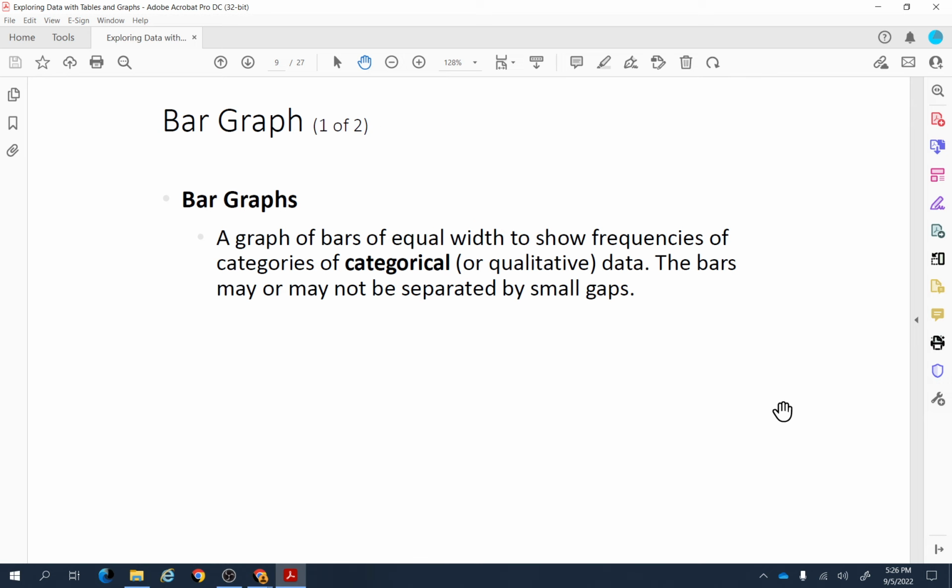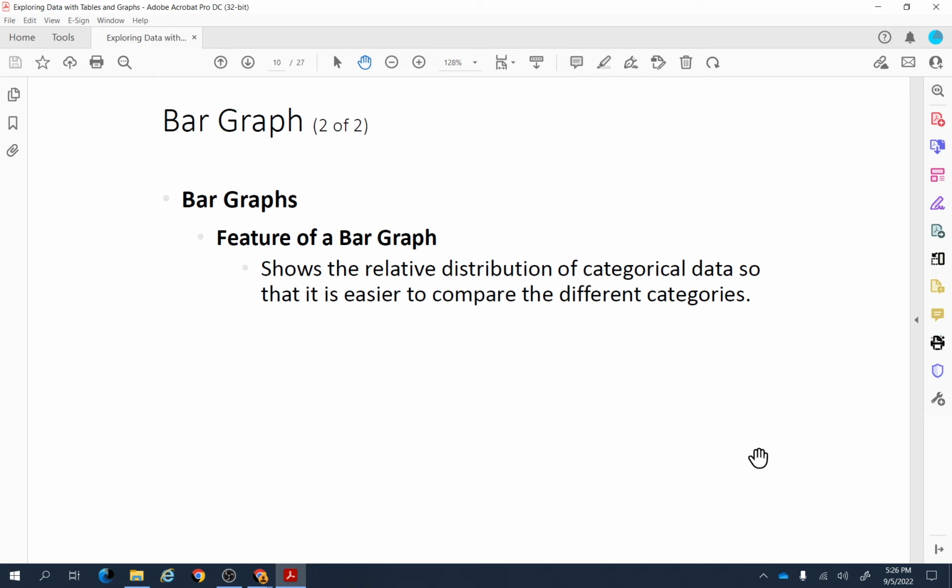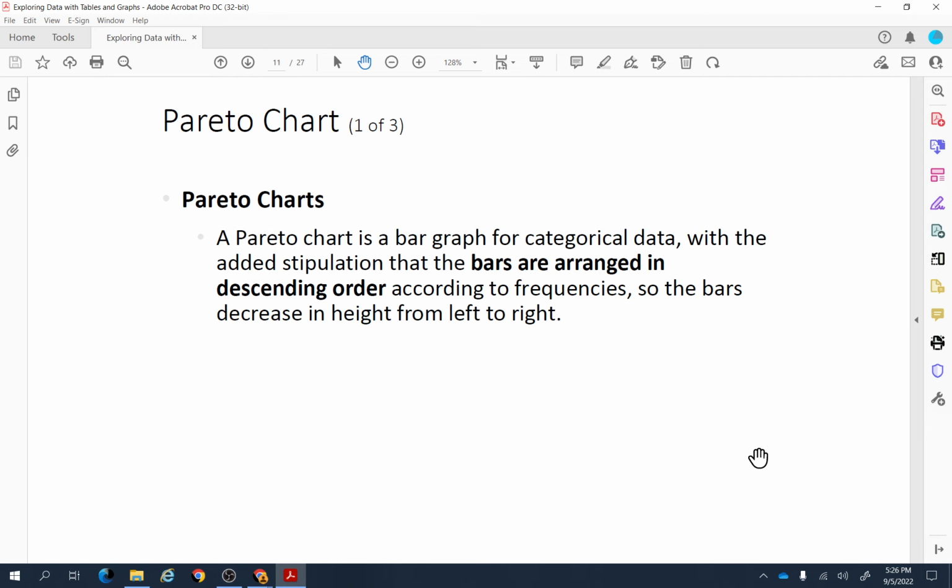We can use another type of graph called bar graphs, a graph of bars of equal width to show frequencies of categorical data. So we use the bar graph for categorical data. The bars may or may not be separated by small gaps. It shows a relative distribution of categorical data so that it is easier to compare the different categories. So whenever we use the bar graph, it's easy to compare the different categories.